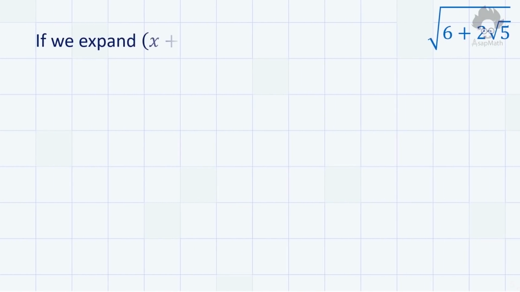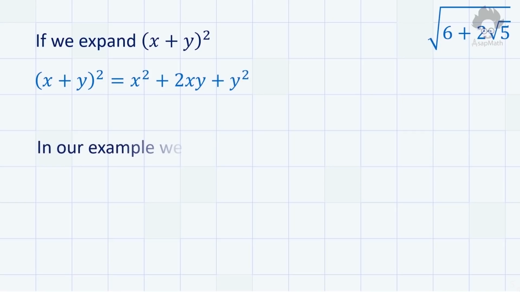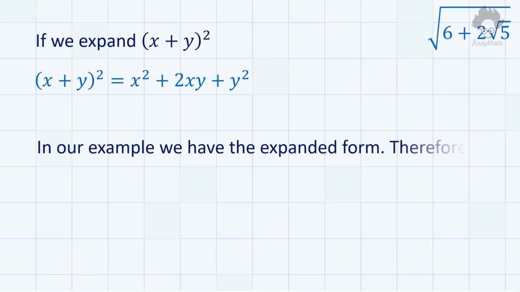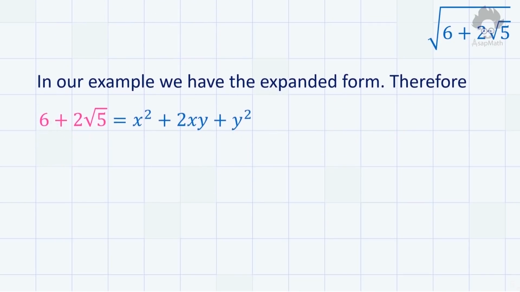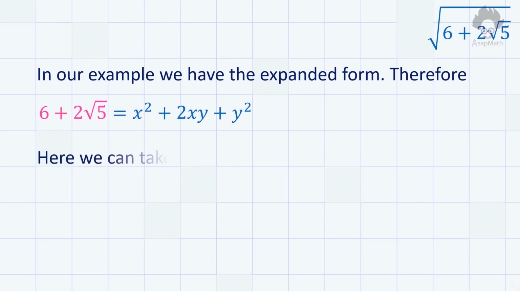Expansion of x plus y squared takes the form of x squared plus 2xy plus y squared. In our example, we have given the expanded format and we have to write it as a complete square. So here we can take x squared plus y squared equal to 6 and 2xy equal to 2 square root 5.